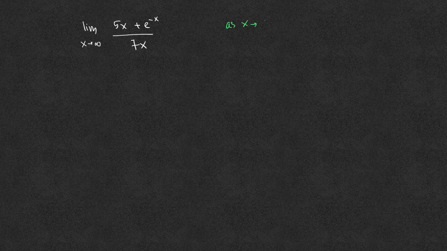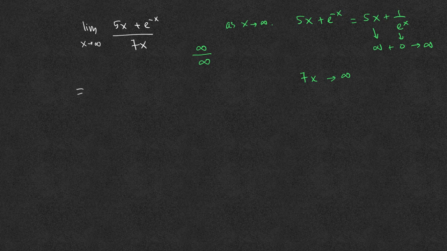As x goes to infinity, 5x + e^(-x), or 5x + 1 over e^x, would go to infinity, because a large number plus 0 is a large number. As x goes to infinity, in the denominator 7x would go to infinity. This is a type infinity over infinity indeterminate form, so we can use L'Hopital's rule.